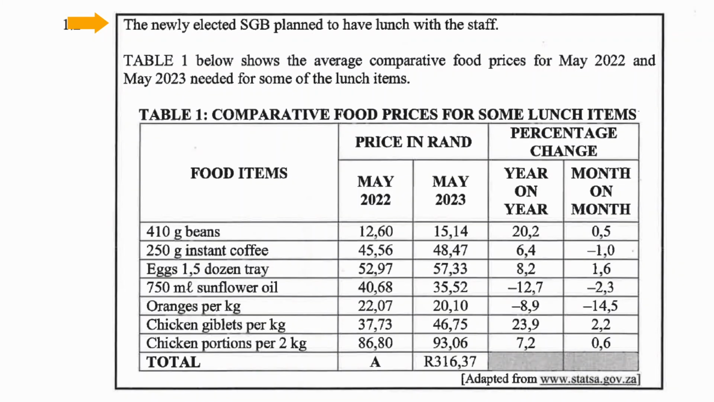Question 1.2 states that the newly elected SGB plan to have a lunch with the staff. Table 1 shows the average comparative prices for May 2022 and May 2023 needed for some of the lunch items. Now we are given a list of the food items in the first column. The next 2 columns list the price of the food items in May 2022 and 2023. The last 2 columns list the year-on-year and month-on-month percentage change in food prices. We have to use Table 1 to answer the questions that follow.